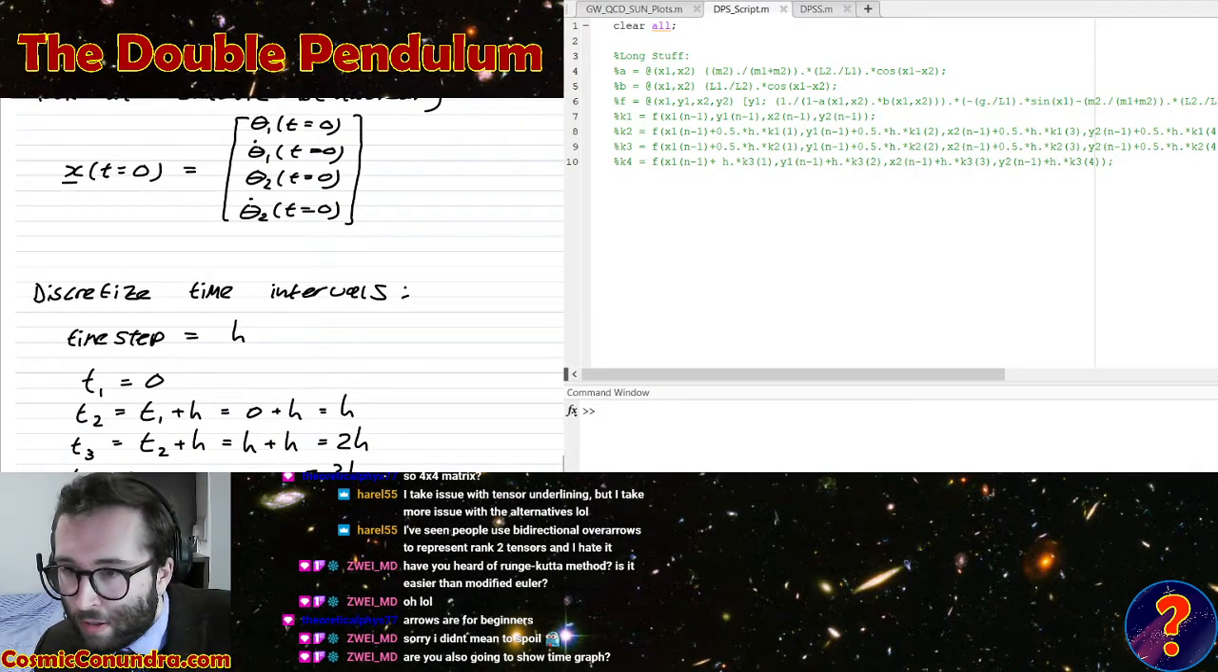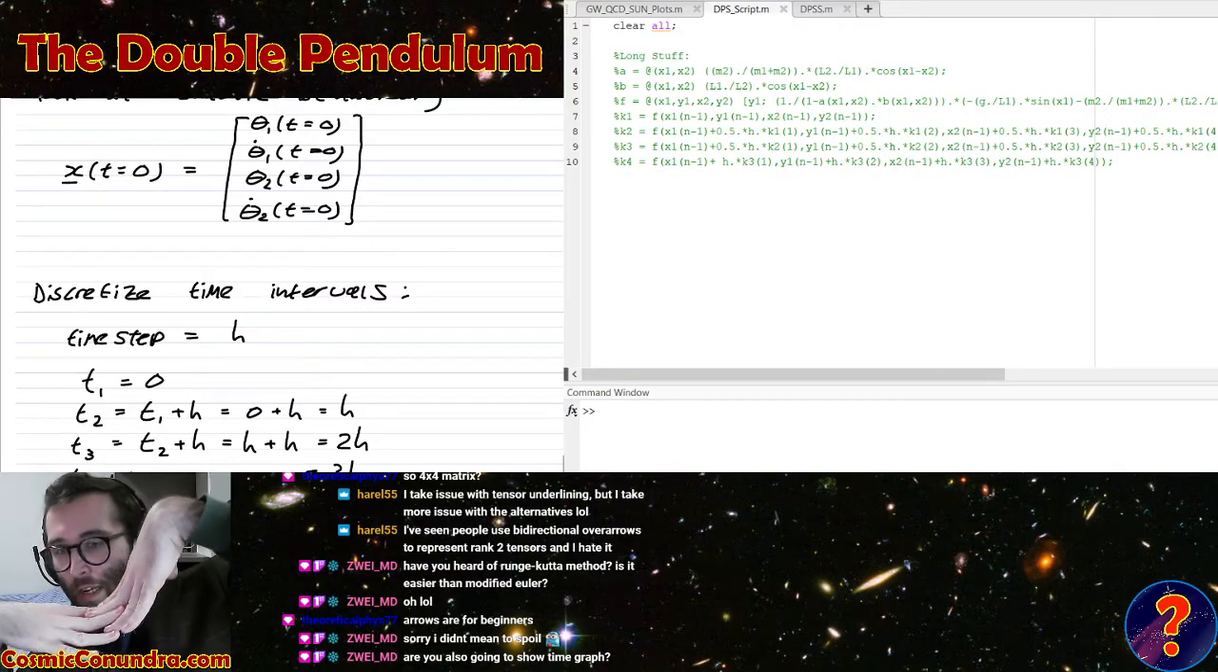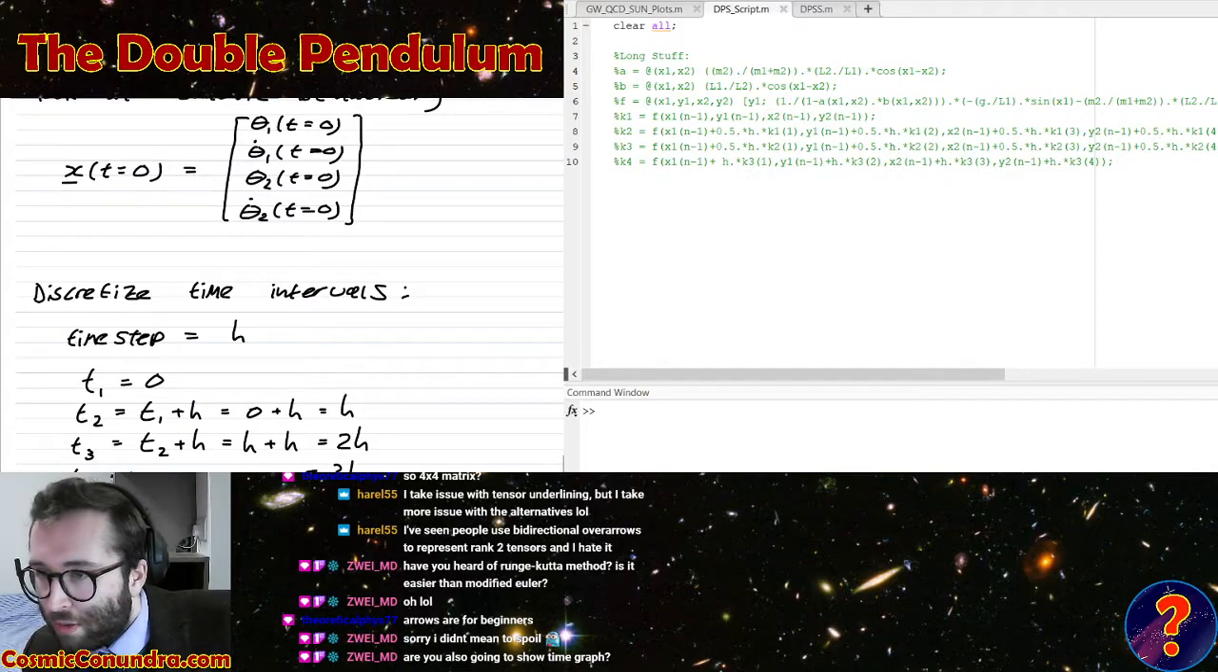Are we also going to show the time graph? What do you mean, the time graph? What I'm going to code is a nice little simulation that shows what the pendula actually look like when they're swinging along. And then there's another one that just shows the path traced out in space by the second pendulum bob, the one that is on the very end. That's what I'll code it to do. Okay.